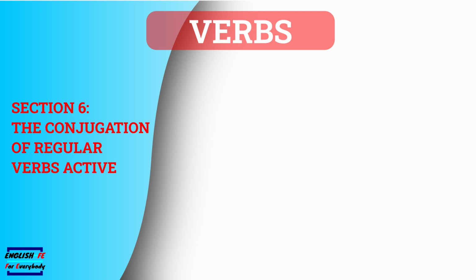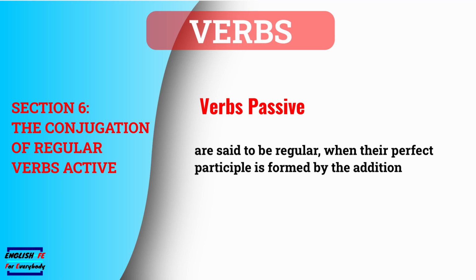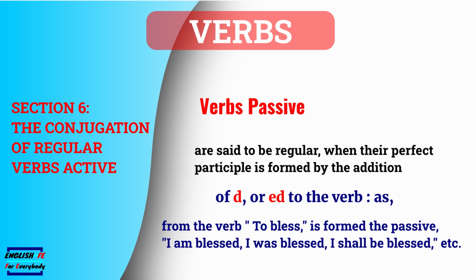Passive. Verbs passive are said to be regular when their perfect participle is formed by the addition of d or ed to the verb, as from the verb to bless is formed the passive I am blessed, I was blessed, I shall be blessed, etc.